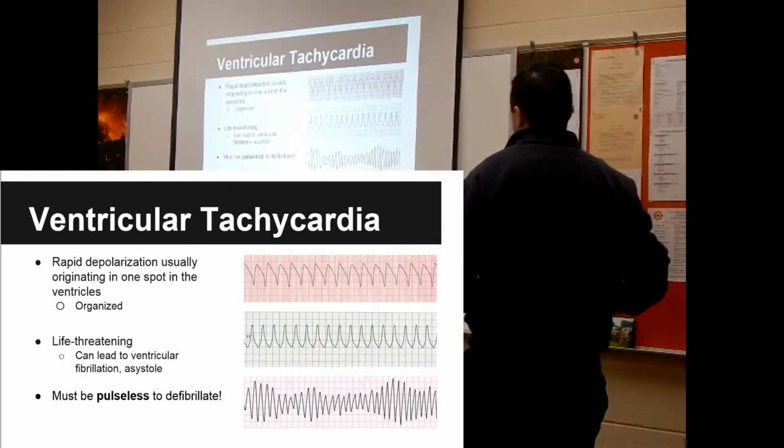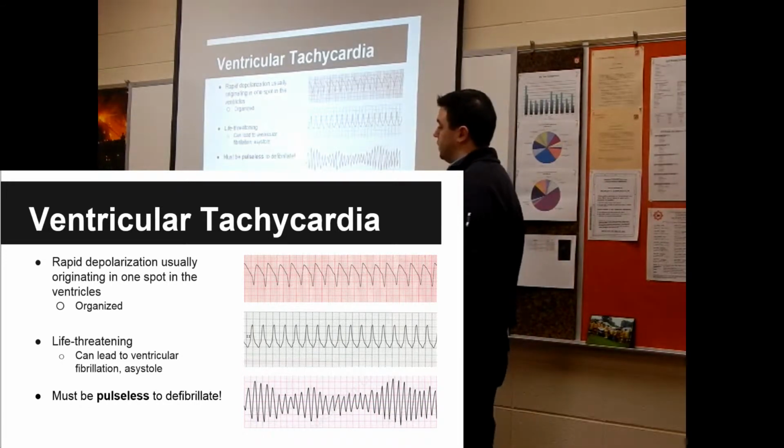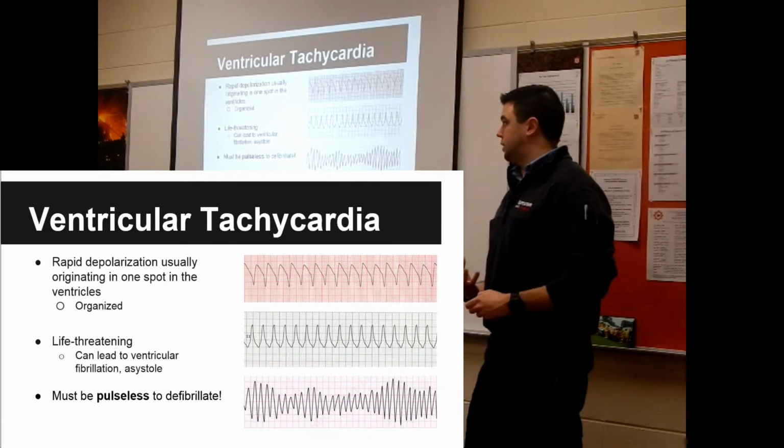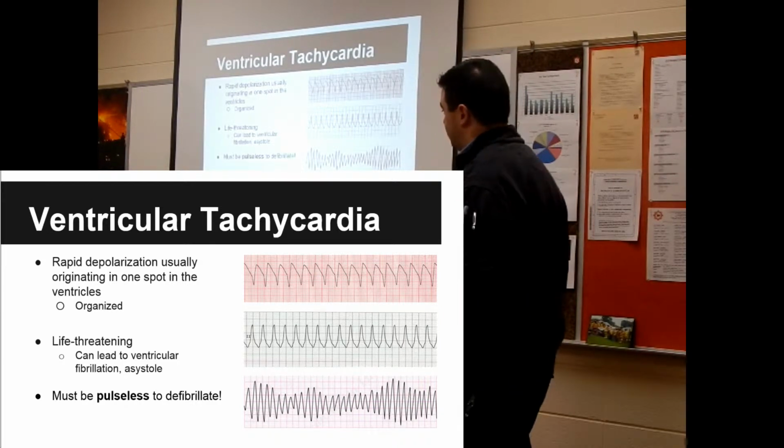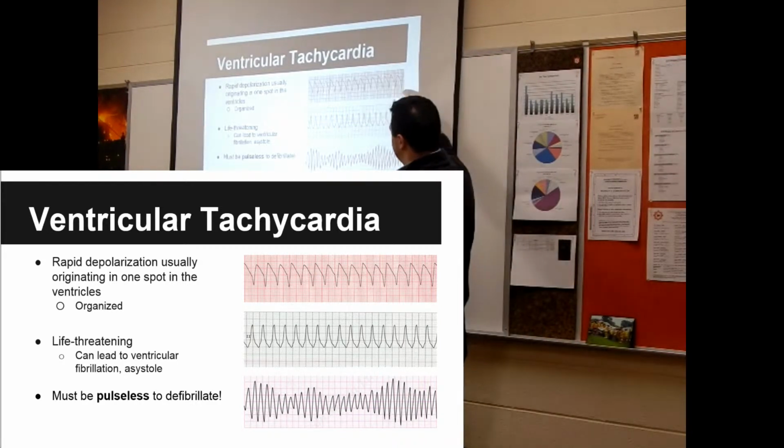VTAC. This signal is sent from the ventricles. It's usually isolated to one area of the ventricles, so it's going to look organized. There's monomorphic and polymorphic. These top 2 are monomorphic, so it's really organized. Polymorphic, also known as torsades, is actually going to flip.